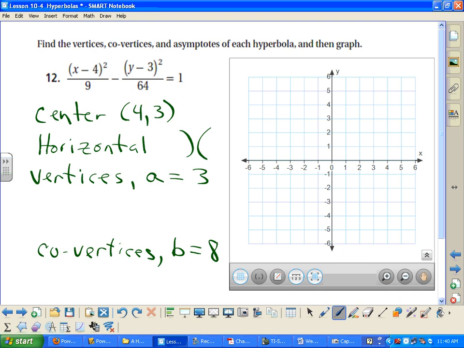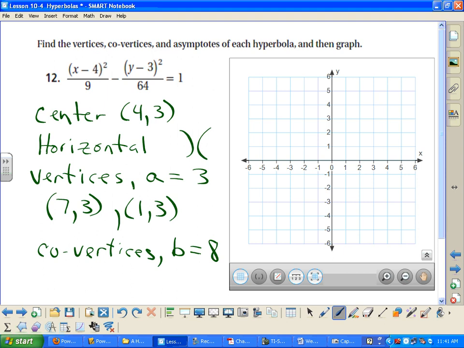I'm going to show you that in this case, and then we'll look at it graphically also. Since the vertices are a change in x, I'm going to take the x coordinate of the center and add and subtract 3 to it. So we're going to take 4 plus 3 and get 7. The y value stays the same. And 4 minus 3 is 1, and that y value stays the same. So we just moved horizontally. From the center, I went 3 to the left and 3 to the right.